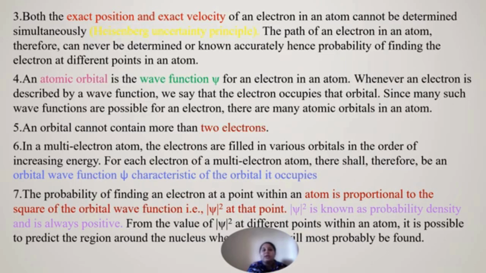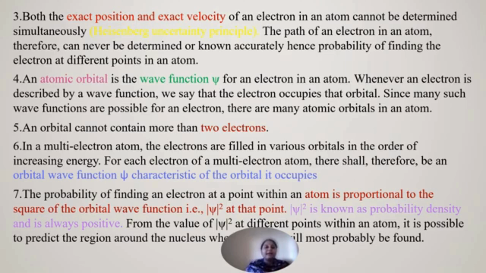So if an electron is described by a wave function, we can say that the electron occupies that orbital. Many such wave functions are possible for an electron. There are many atomic orbitals in an atom, and one orbital always consists of two electrons. It may be one s orbital or one p orbital. It consists of only two electrons.